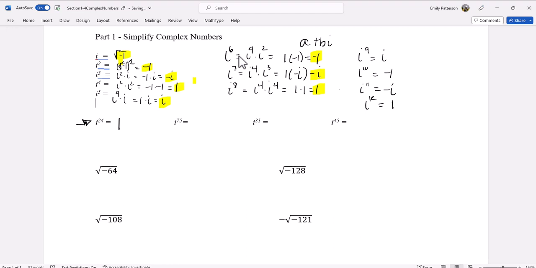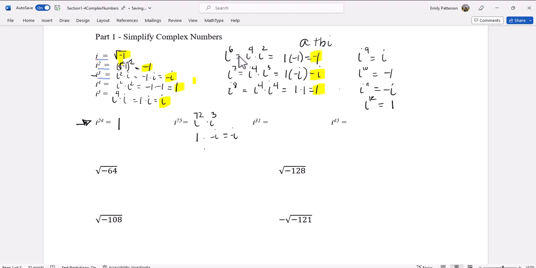Well, what about i to the 75th? We find the smallest multiple of 4 before then, which is i to the 72, multiplied by i cubed. Every exponent that's a multiple of 4 gives 1, multiplied by i cubed. Well, i cubed we just said was -i. So the answer is overall -i.